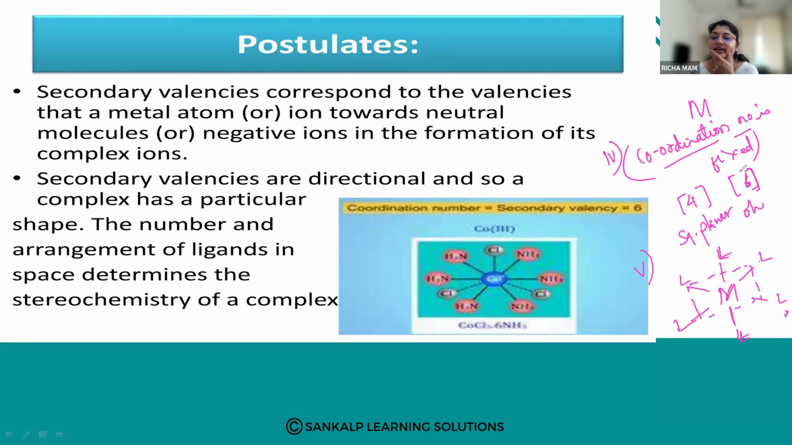So secondary valencies are directional. Directional means they have a proper spatial arrangement. So they are called directional. And because they are directional, they give proper geometry to the complex, while the primary valencies are non-directional. So the primary valency is non-directional. So this is Werner's theory, or Werner's postulates. Is it clear up to here?